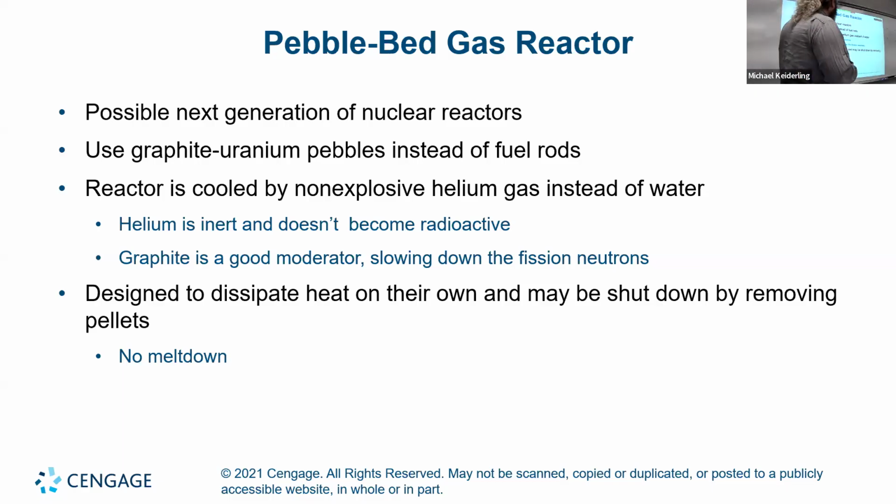And the thing about a pebble bed reactor is that they're basically designed to fail safe. If something goes wrong, the failure state is not fission. They turn themselves off when something breaks. So they don't melt down. So they're a lot safer. They dissipate heat on their own, and they can be shut down by removing pellets and just sort of spreading them out.